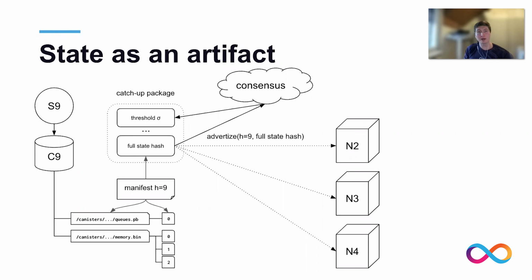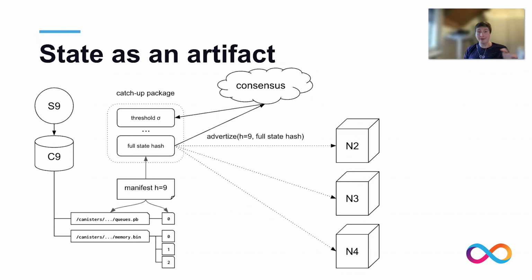Let me first explain why we even need that. So let's say we want to add a new node to the subnet. For example, we want to extend the computation capacity, or we want to replace one node which became down, or there was a flood which destroyed the data center. I don't know. We want to add a new node. So in order to participate in the protocol, the node needs to be up to date. It needs to have the latest state to be able to process blocks and propose new blocks.